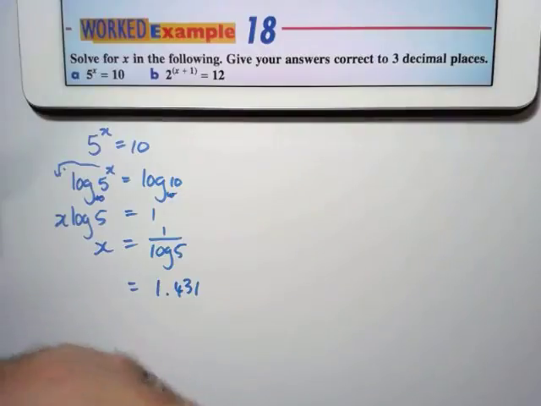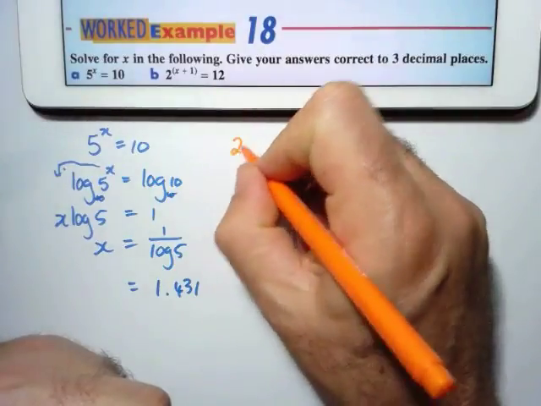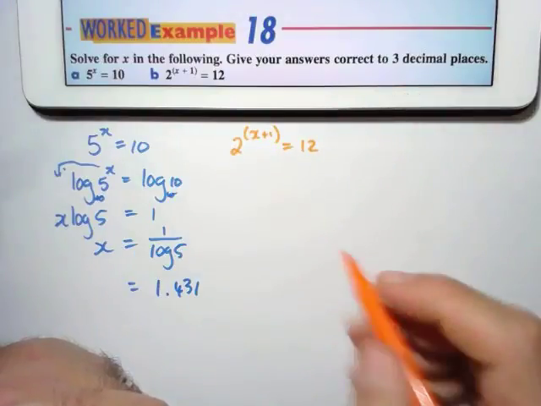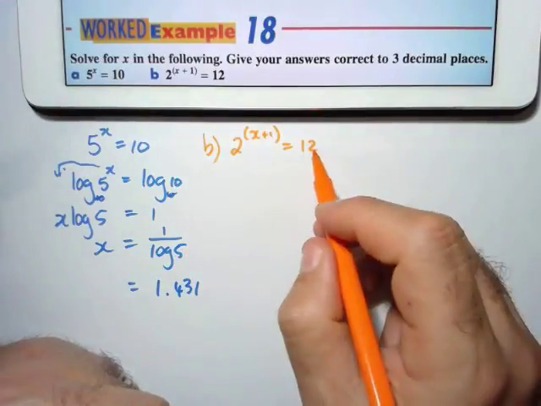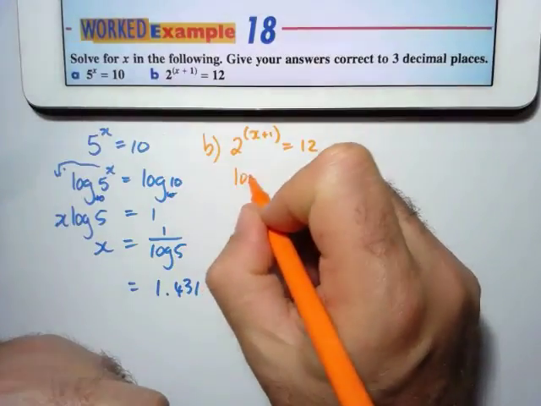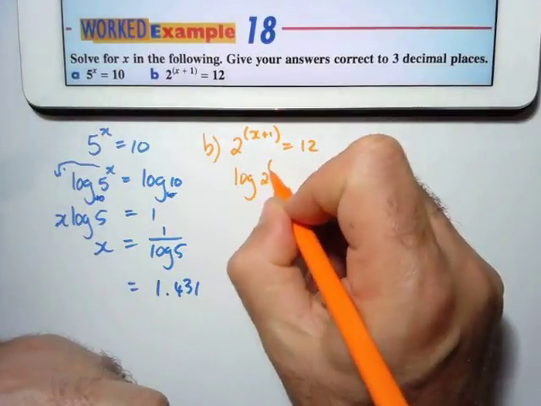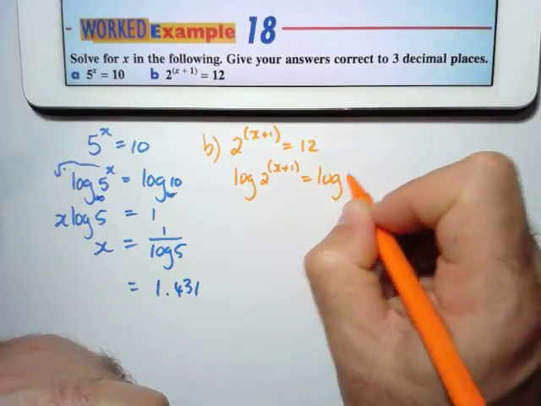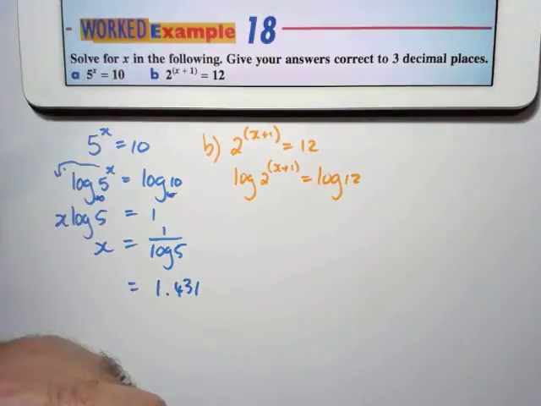Okay, let's look at this one. 2 to the power x plus 1 equals 12. Now that's pretty obvious. You can't get 12 as 2 to the power something. So what I'm going to do, take log both sides. Log 2, I'm going to keep this bracket here, equals the log of 12. So I take log both sides.